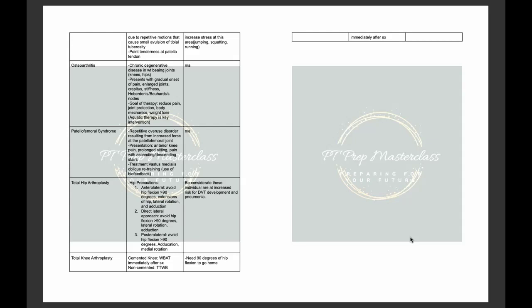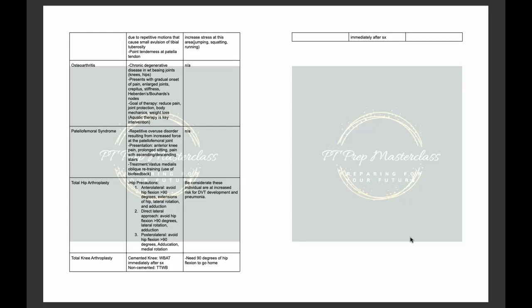Non-cemented, they're going to be toe touch weight bearing, right? So make sure that you pay attention to that part because that's going to be your answer, whether it's cemented or non-cemented. Cemented basically means that at the time of surgery, the joint that they put in is solid. And so you can basically put as much weight as your body will allow. Versus non-cemented typically takes about 6 weeks to become solid. And so you're only toe touch weight bearing because if you put your full weight through the joint, it would not be able to hold.